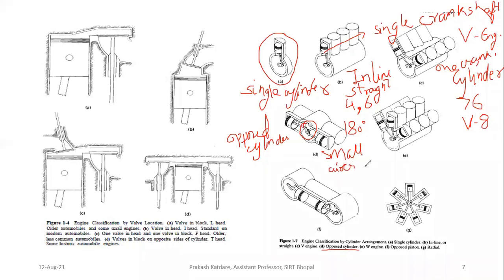The small aircraft which we generally see in air shows. In those aircraft, the engine which is used is the opposite cylinder engine.